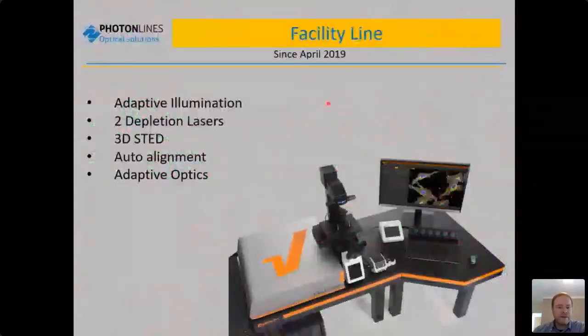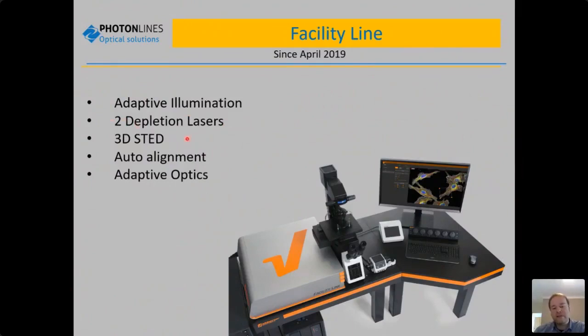Then since April 2019, there is a system called FacilityLine, and this is a great instrument for a multi-user environment with super intuitive software, where even inexperienced users can get a STED image with only a few clicks, but also giving experts full control over all features. And there are some features like adaptive illumination, which helps against bleaching and boosts the resolution even a little bit more. You have 2 depletion lasers, you have 3D STED, and for the phase mask, for the bottle beam, they actually use an SLM, a spatial light modulator, which gives you the possibility to correct for aberrations coming from your objective lens in case they are not perfect.